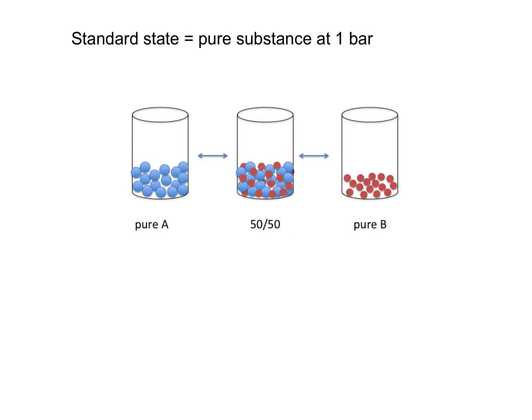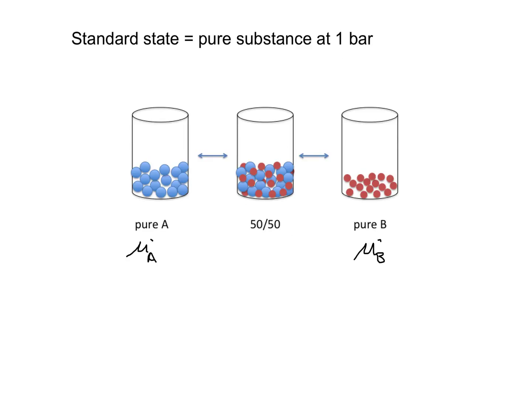With this definition, the chemical potential of pure A can be designated as mu sub A with a superscript filled-in circle. Likewise, the chemical potential of pure B is mu sub B with a filled-in circle superscript.